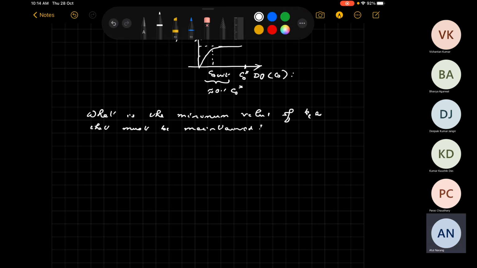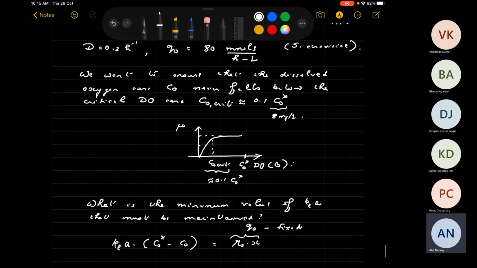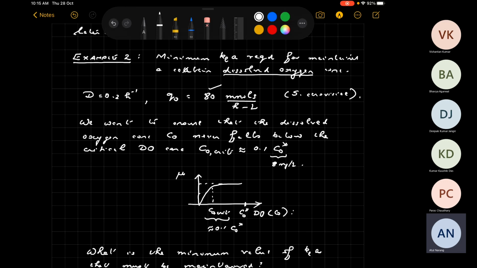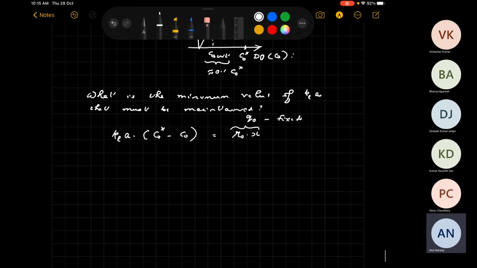Maybe I think you're saying the same thing that I have in mind, but maybe one way to look at it is KLA multiplied by CO star minus CO is equal to RO times X at steady state, right? These are the only two terms. Yes, sir. Exactly. This is R naught, which is given to us. So this is fixed. This is the number that has been given to us as 80 millimoles per hour per liter. That number is fixed.